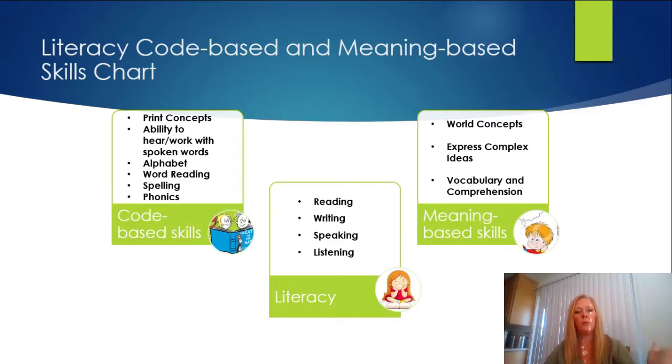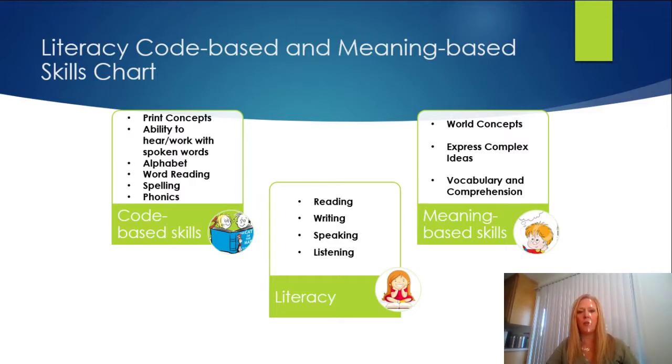Code-based skills are the print concepts. So trailing from left to right, spaces between words, punctuation, the ability to hear and work with spoken words, the alphabet sounds, word reading, spelling, phonics. Meaning-based skills are world concepts. They can take a text, they can refer to the text, they can connect it to their personal experiences or the world. They can express complex ideas, and they have comprehension and understanding of vocabulary.